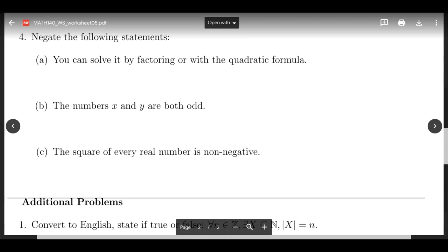So not P and not Q. Great. Yes, that's De Morgan's law. B: the numbers X and Y are both odd. So not, X, Y are both odd means not P or not Q. Yes, which means as long as one is not odd. So X is not odd or Y is not odd.